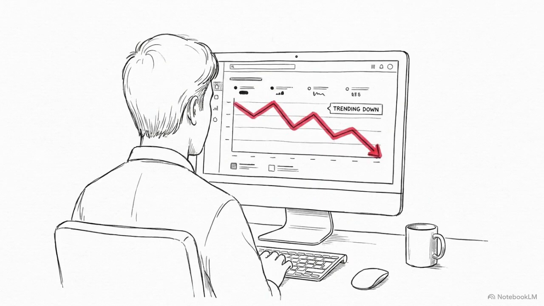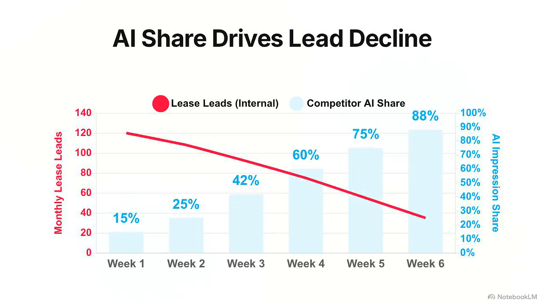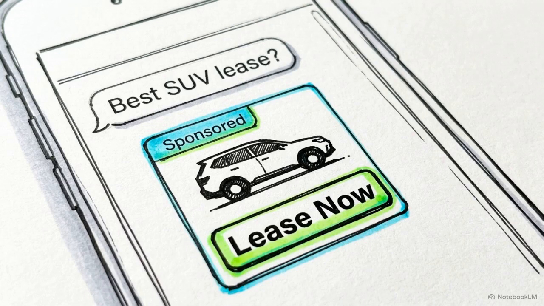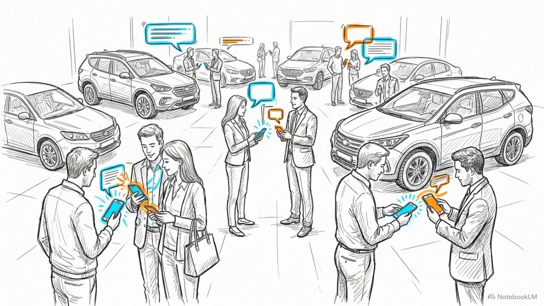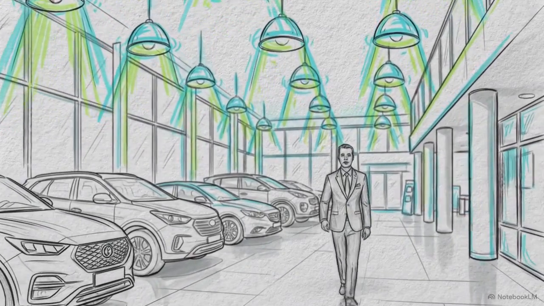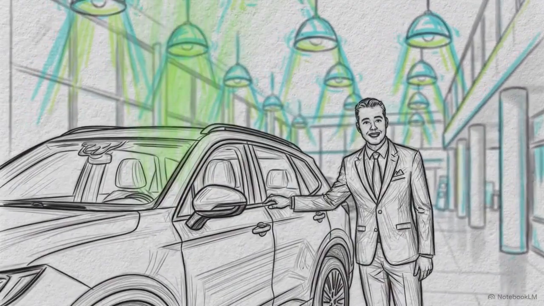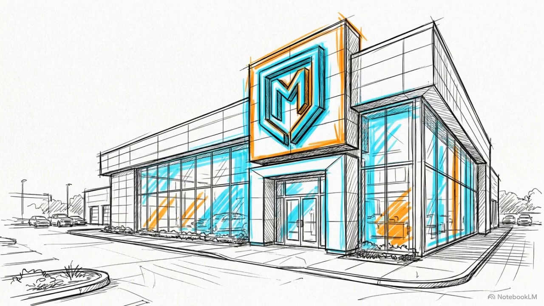Pull up your CRM and look at your lease leads over the last quarter. If you see a decline, cross-reference it with your new AI prompt data. You may find that a competitor has been intercepting those leads at the answer stage, siphoning off demand you didn't even know was there. You spent the last decade optimizing for search engines. The next decade belongs to those who optimize for answers. Configure your clusters, diagnose your market, and go win the AI showroom.